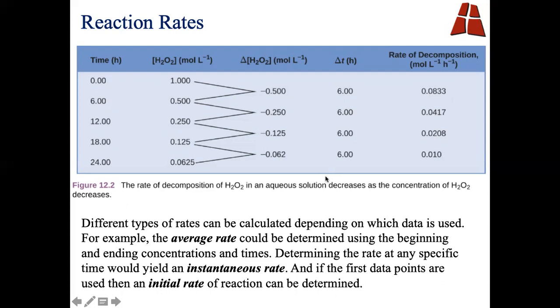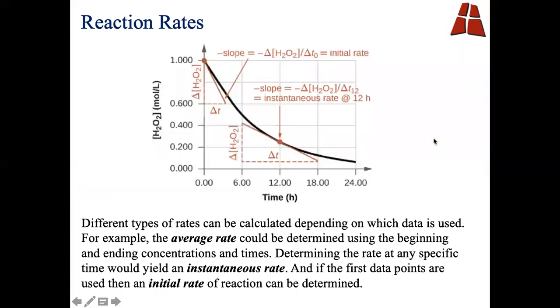And we could also determine the initial rate, which is, the initial rate is our first data point. The instantaneous rate would be the rate at any one of these single data points. Sorry for that confusion. Okay.